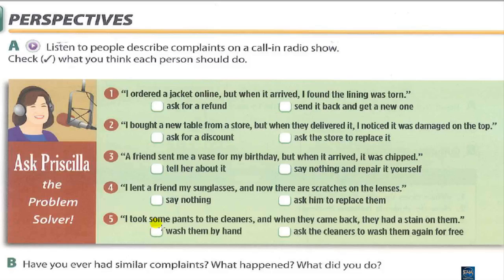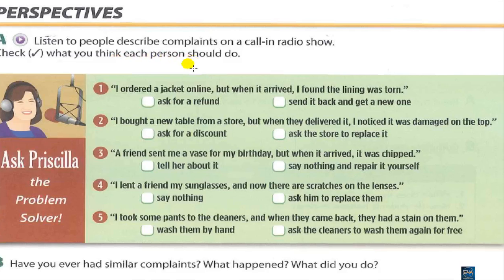So here, Ask Priscilla, the problem solver. In this exercise, we're going to listen to people, and those people describe complaints, problems, on a call-in radio show. You call the program, and the program tries to help you solve the problem. Check what you think each person should do. What do you think each person should do?